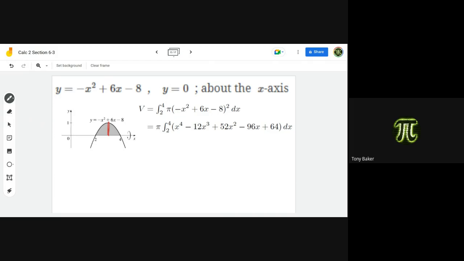I've been doing this for 25 years. Most of this stuff I still don't do in my head, purely because it's really easy to mess up a sign when you do things like that in your head. So you should have gotten x to the 4th minus 12x cubed plus 52x squared minus 96x plus 64. If that's not right, everything else afterwards is going to be wrong because you're going to do your integral wrong.